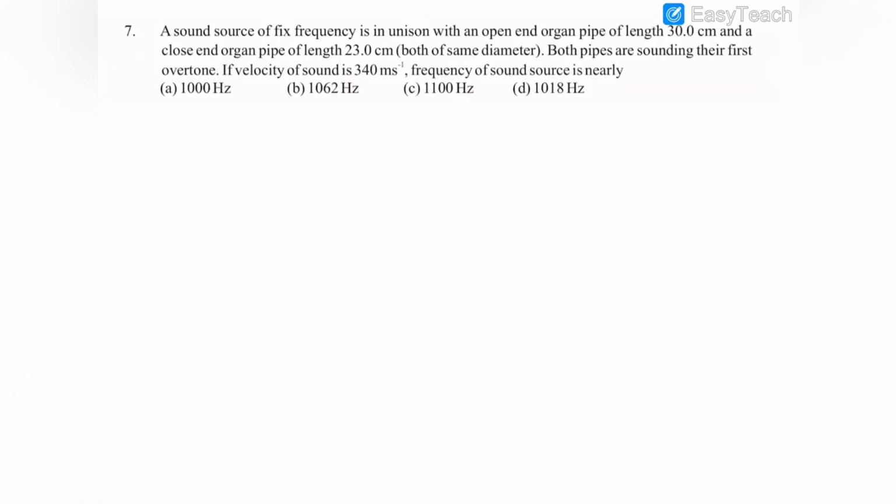In this question, you can see that there is a sound source of fixed frequency, and it is in unison, which is also resonance, with an open organ pipe of length 30 centimeter, and it is also in resonance with a closed organ pipe of length 23 centimeter. Both have the same diameter. Now this information about the diameter is given for end correction, and we have to include the end correction in both of them. So both pipes are sounding in their first overtone. If the velocity of sound is 340, then we have to find the frequency of the source.